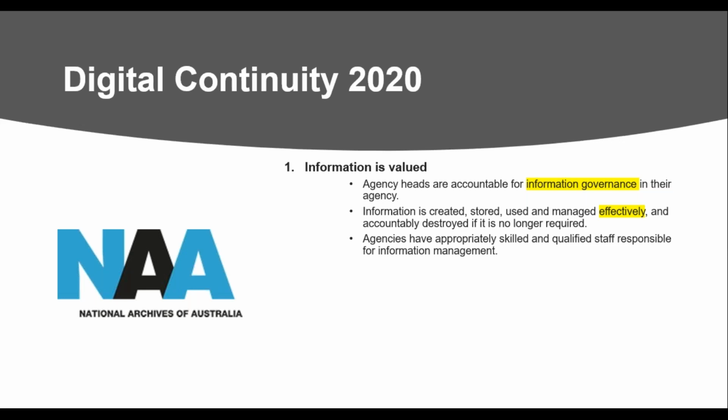Agencies' heads are accountable for information governance in their agency. Information is created, stored, used, and managed effectively and accountably, and destroyed if it is no longer required. Agencies have appropriately skilled and qualified staff responsible for information management. Well, I think the third bullet point is generally music to the ears of everyone in our industry.